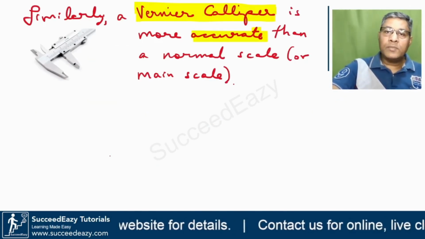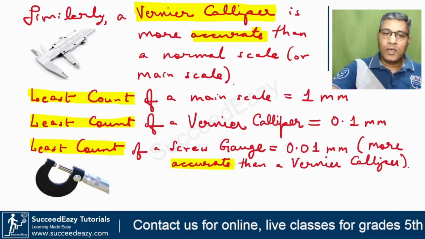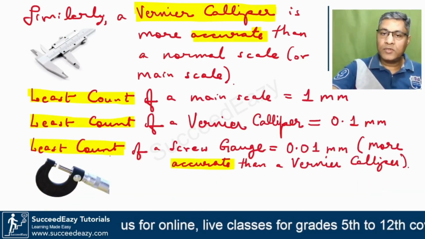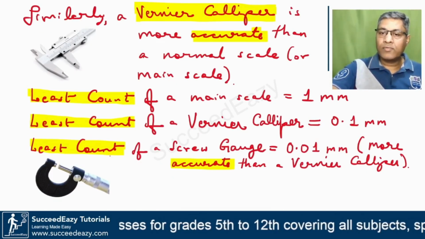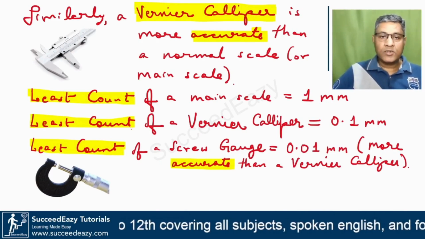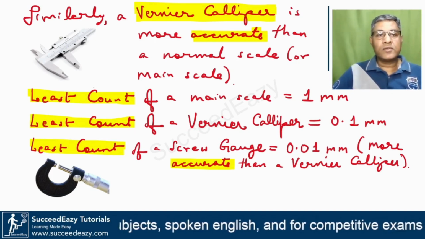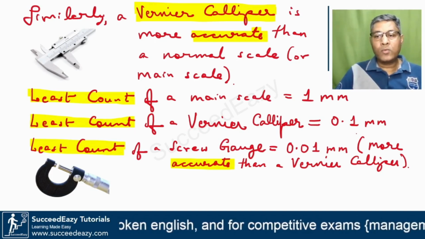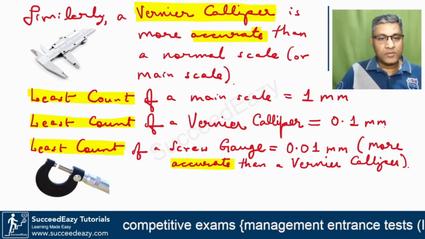Similarly, a vernier caliper is more accurate than a normal scale or main scale. The least count of a main scale is 1 millimeter, as we just saw here. So the least count of a main scale is 1 millimeter, but the smallest measurement that you can take using a vernier caliper is 0.1 millimeter, 1/10 of a millimeter, 0.1 millimeter.